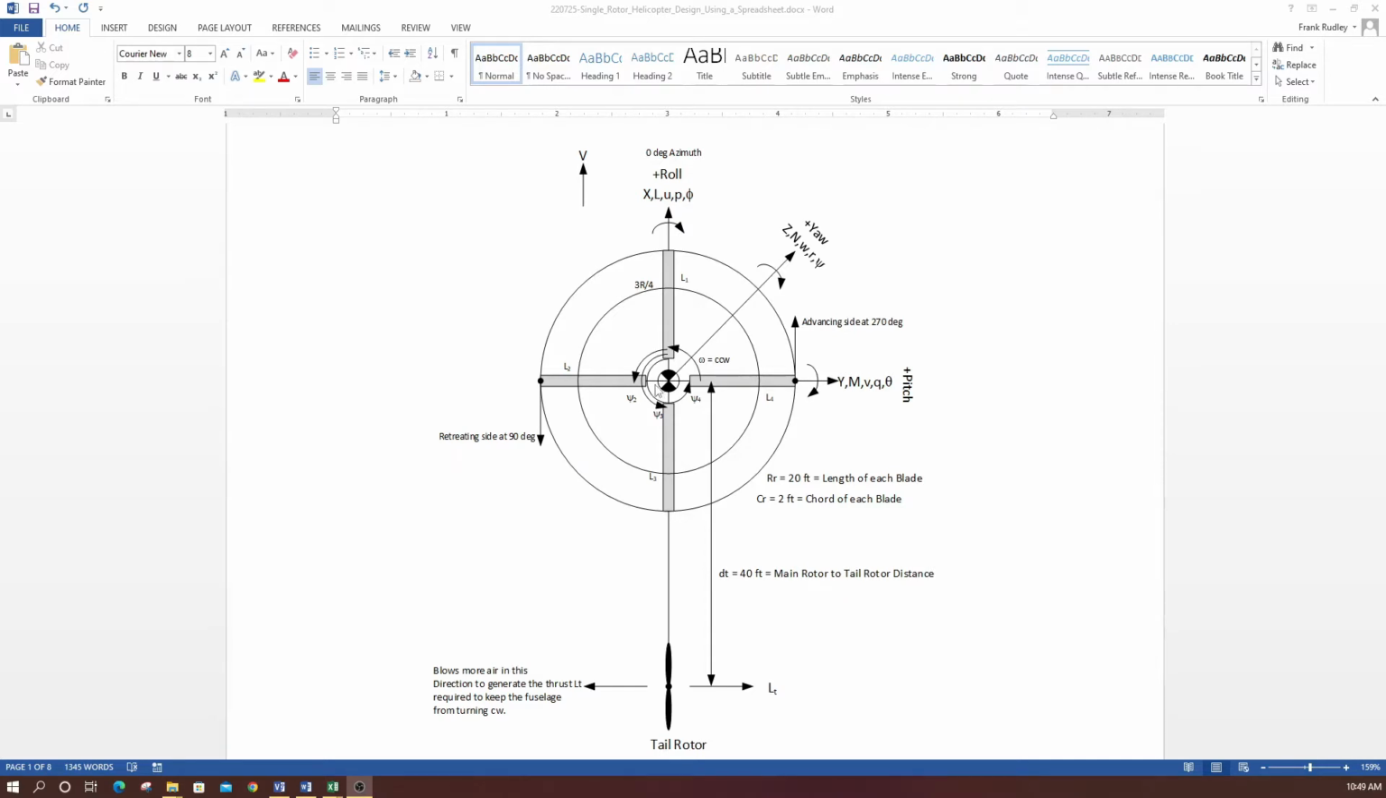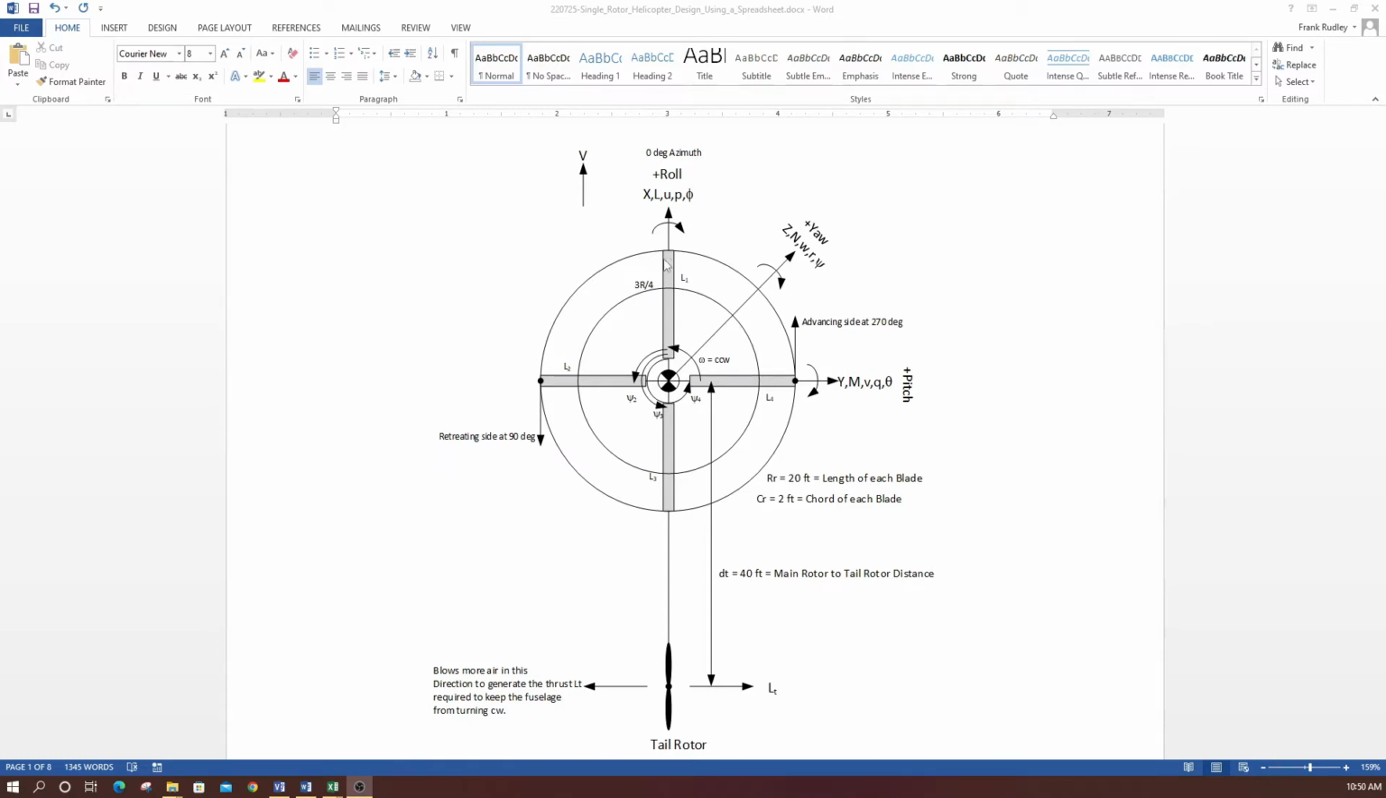So anyway, in our case, we have four blades here. We designate this one as our 0-degree blade, this would be our 90-degree blade, this would be our 180-degree blade, and this would be our 270-degree blade, when the 0-degree blade is pointing in the direction of the nose.